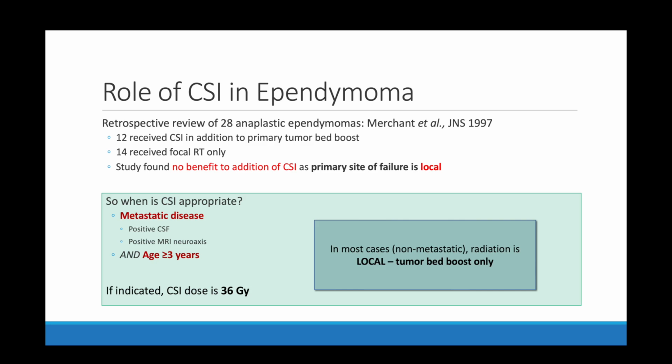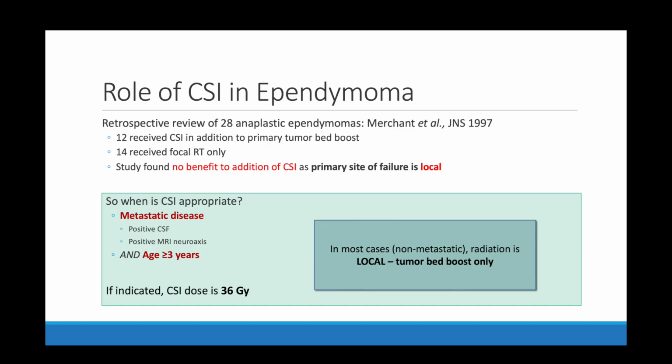Just to stress the role of CSI in ependymoma, there's a retrospective review, and this is a fairly old study from 1997, but it looked at 28 patients with anaplastic ependymoma, and 12 of the patients received craniospinal irradiation in addition to the primary tumor bed boost, and then 14 received focal radiation early. This study actually showed that there was no benefit to the addition of craniospinal irradiation because the primary site of failure was actually local. So that is why we typically don't add craniospinal irradiation prophylactically for ependymoma patients, because if this cancer fails, it typically occurs locally.